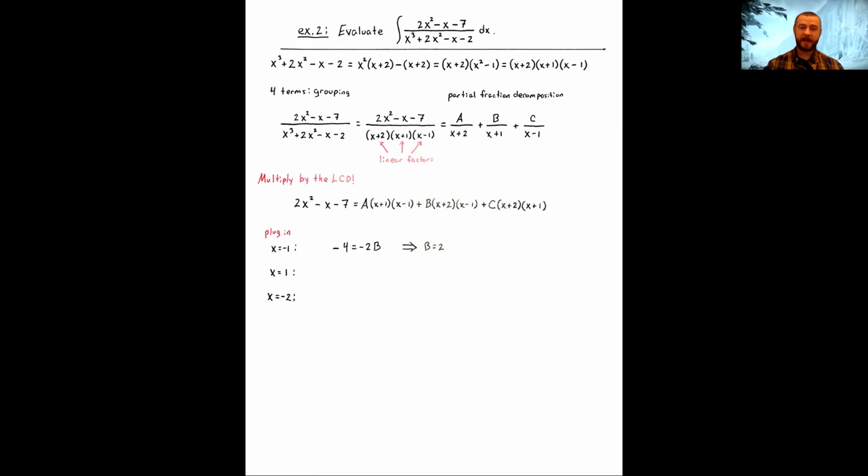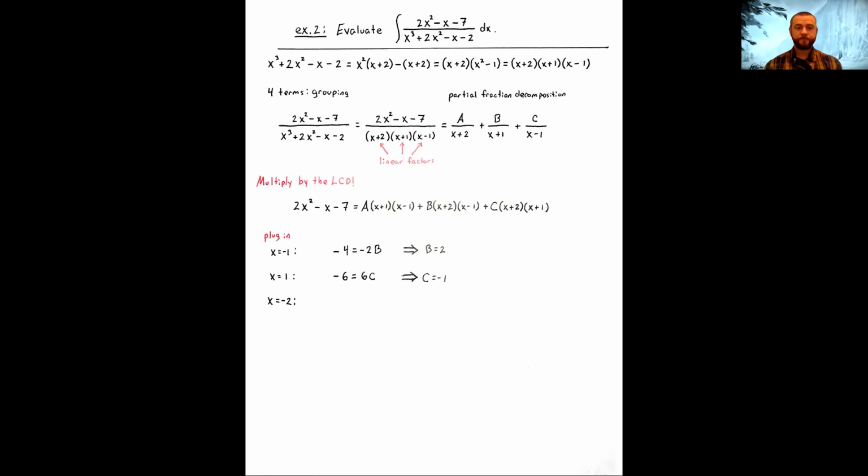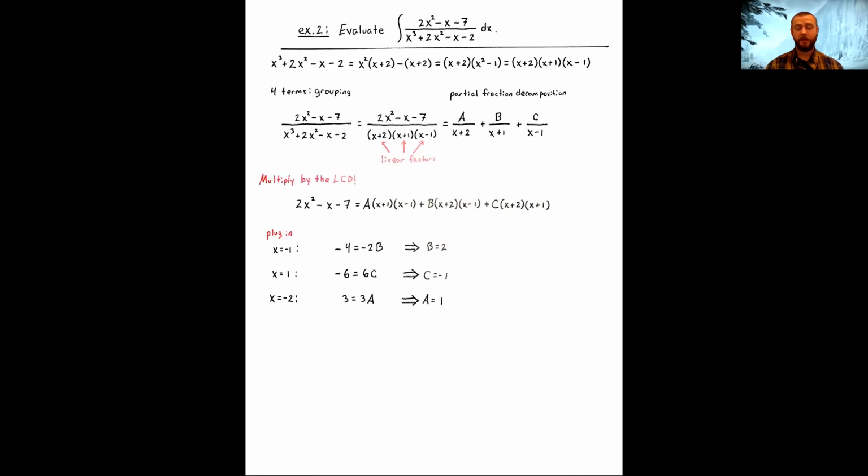All right, we're going to individually plug in x equals 1 to both sides. You should get this equation, -6 equals 6c. Divide that equation by 6, you get c equals -1. And then finally, to solve for our third unknown, a, we have currently the values of b and c. Plug in x equals -2 to both sides, and you should be left with only a. The equation you have is 3 equals 3a. Divide by 3, you get a equals 1. Okay, so for the case of distinct linear factors, solving for even 20 unknowns is really quick.